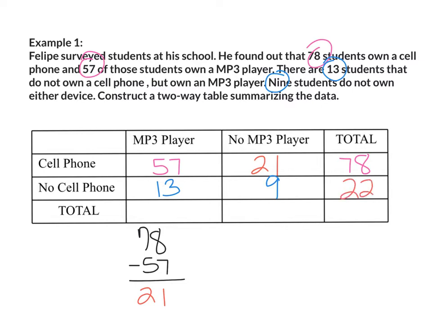Now I'm going to add each column up and down. So 57 plus 13 is 70. 21 plus 9 is 30. And then 78 plus 22 is 100. Now I'm going to check the last row. 70 plus 30 is indeed 100. So this is how you find the missing values.